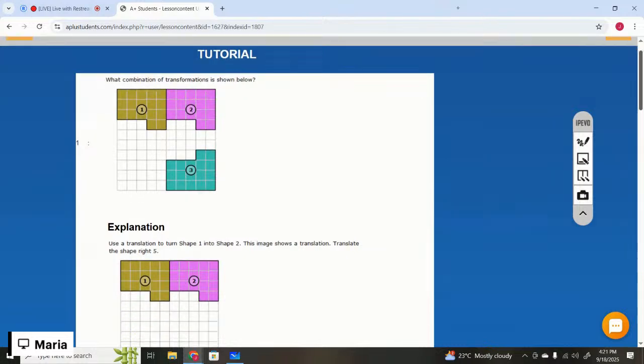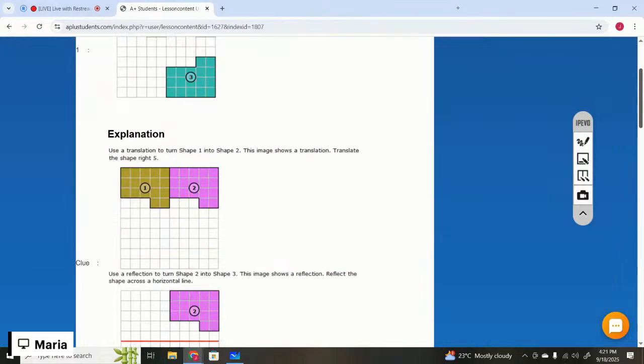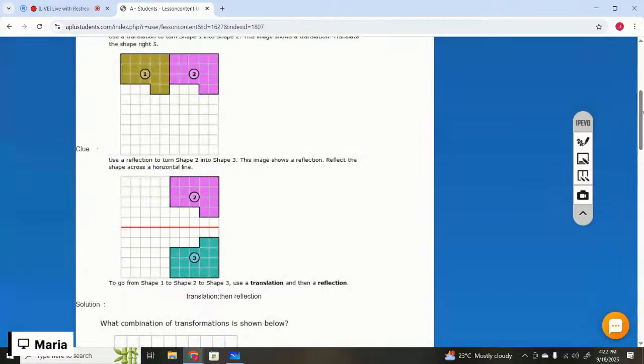What combination of transformation is shown below? So starting from 1 to 2. From 1 to 2, that is our translation. When you move from 1 to 2, that is the translation. And from 2 to 3, that is the reflection.